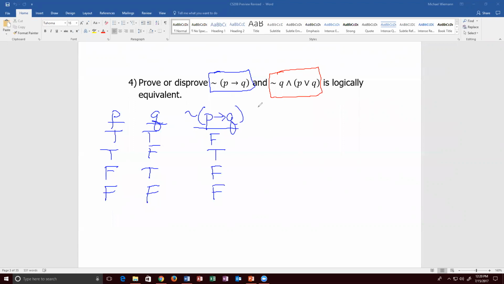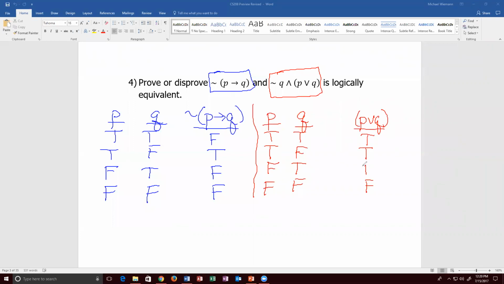So in this one, again, we're going to set up the P, Q, and we'll go ahead, let's see, P in this case, true, true, false, false, and for Q, we got true, false. So first thing I want to do is the inside of the parentheses, P or Q. Only time an or statement is false is when both are false. So I'm going to go ahead and make the last one there false. The other three are going to be true.